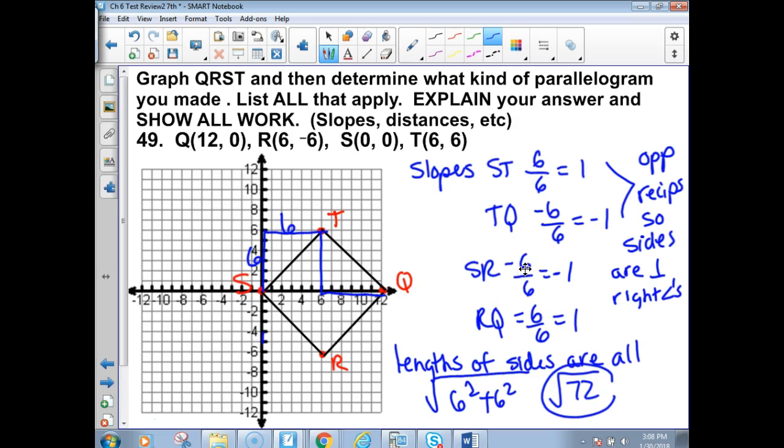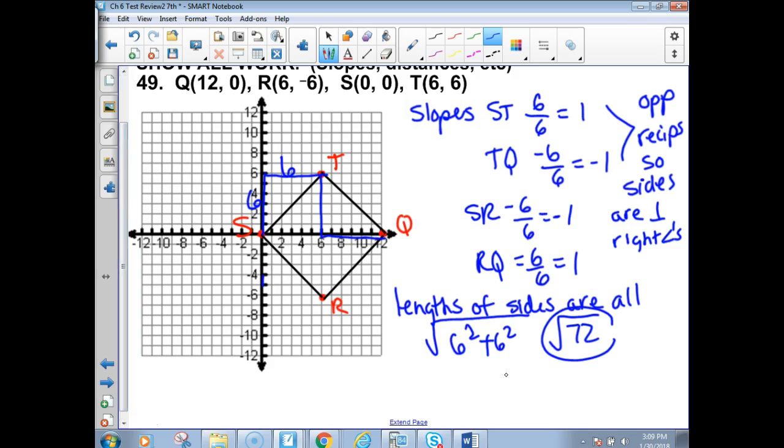See, even when you square a negative, you get a positive. So all of them would come out to the square root of 72. So if all the side lengths are the square root of 72 and the sides are perpendicular, this thing is definitely a square. Congruent sides, rhombus. Right angles, rectangle. Rectangle and rhombus makes a square. You've got perpendicular sides, so you've got right angles, and all the side lengths are the same.